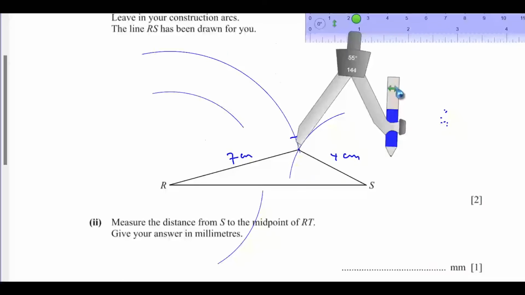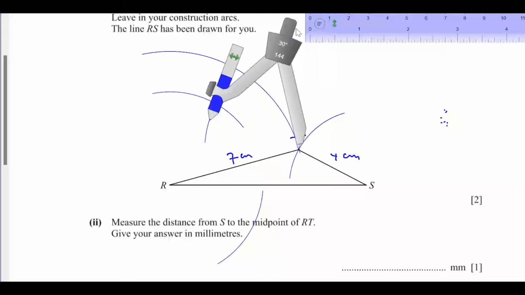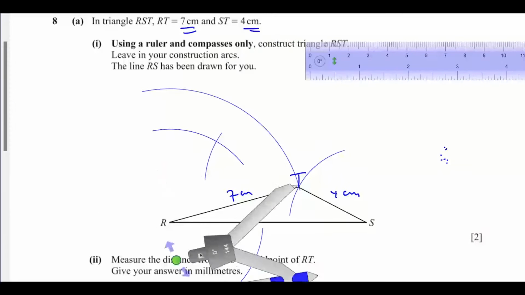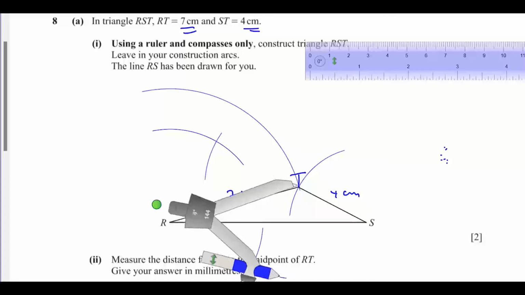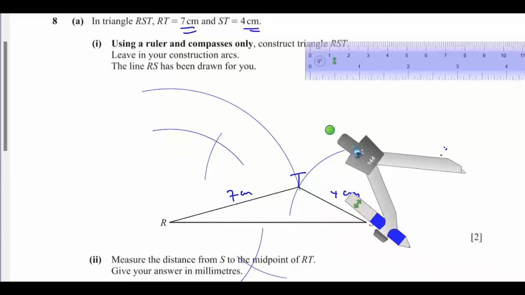So let's have this like this. This should meet this, and this should come down here. So let's draw this arc here. Good. So that means the midpoint will be here. So let's join these two arcs together from here.